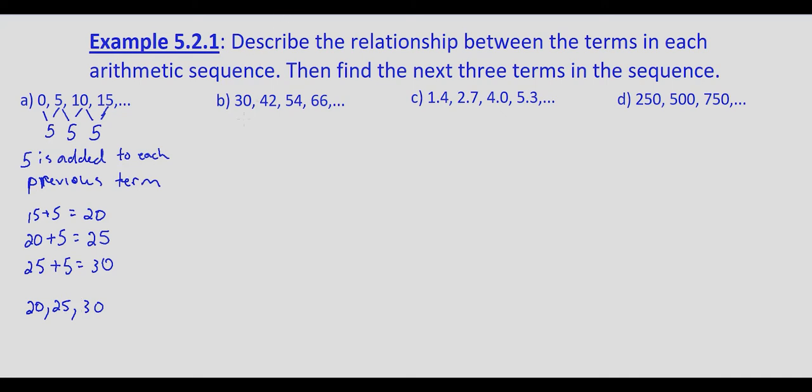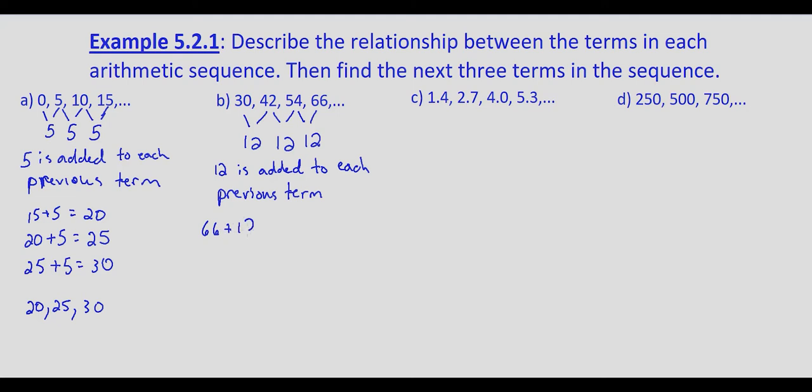So part B, let's look at 30 to 42. 42 minus 30, that's 12. Then 54 minus 42 is 12. And 66 minus 54 is 12. So 12 is added to each previous term. So we would just add 12 to our last term and then keep adding 12 for the next term.